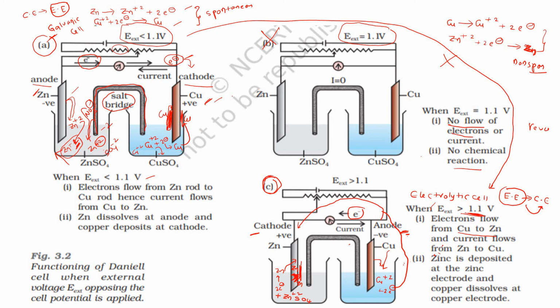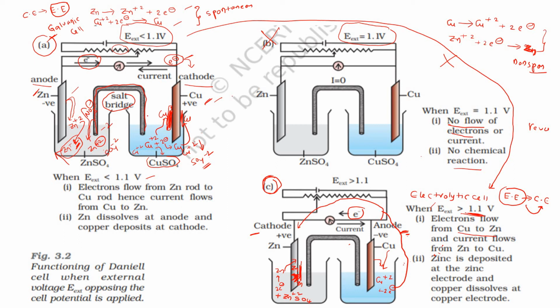Similarly, what happens here? Copper plus 2 is there. This copper plus 2 is depositing as copper. Because of this, in the copper sulfate solution the copper plus 2 concentration will decrease here. Now the SO4 minus 2 concentration will be more here. Because of more SO4 minus 2 concentration, we get more negative charge.